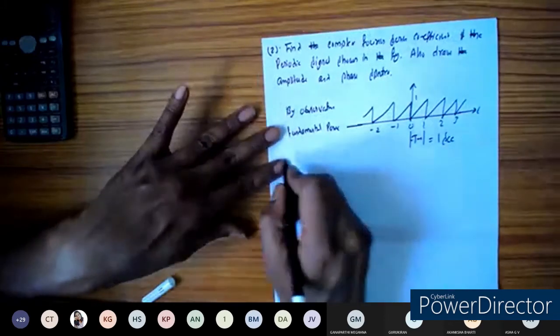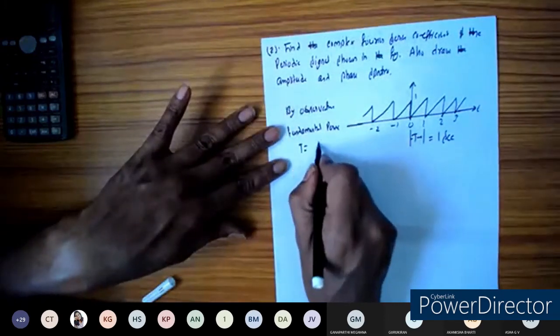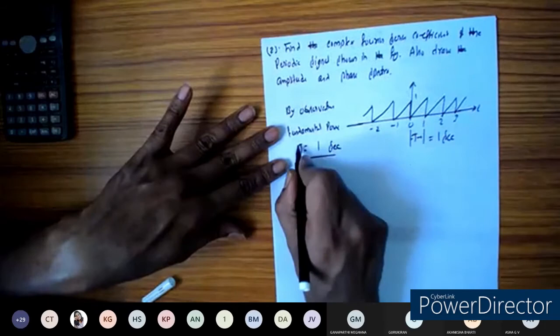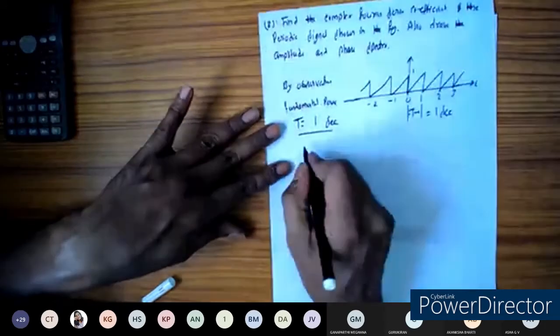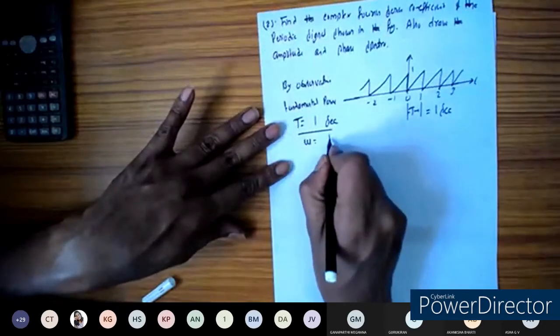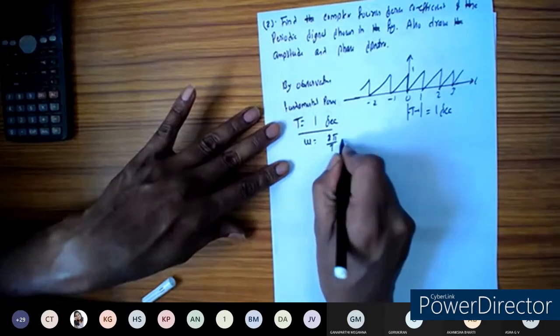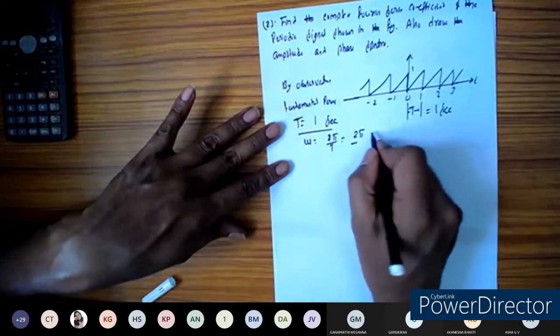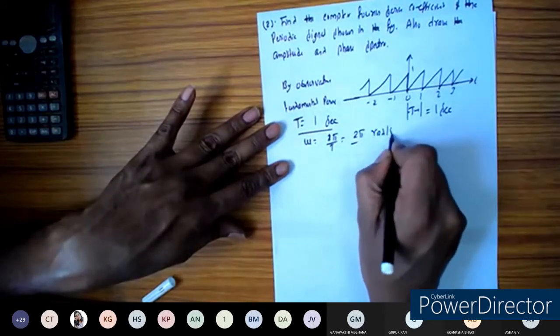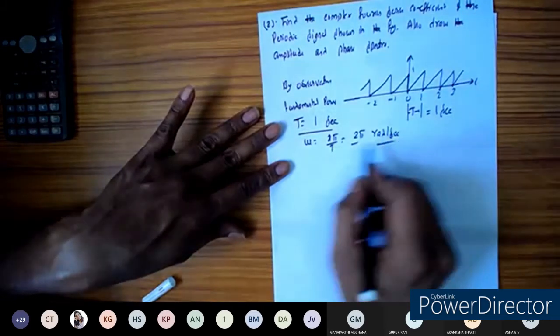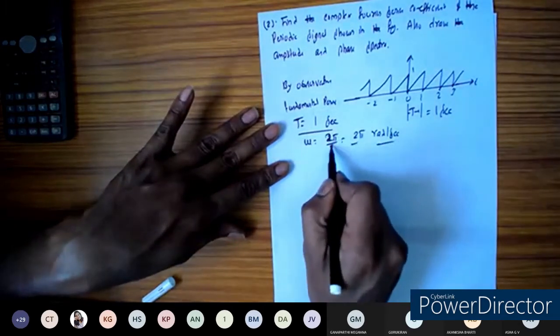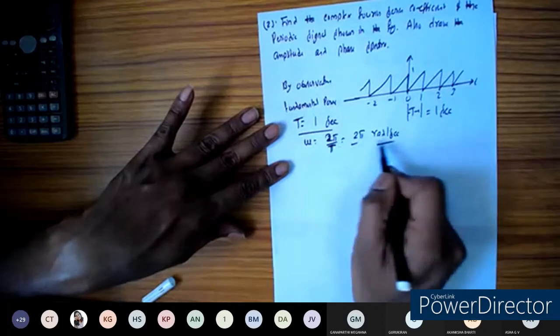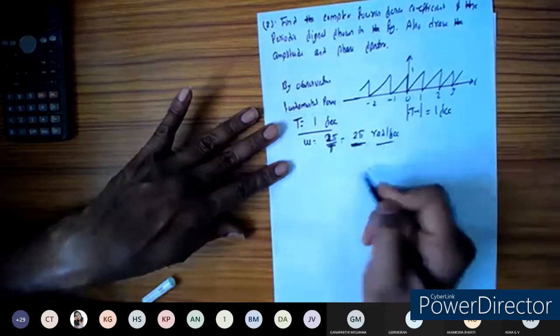So take the fundamental period T equal to 1 second. T is equal to 1 second, so the angular frequency omega is equal to 2 pi by T, which is 2 pi radians per second. The unit is radians per second, because the unit for 2 pi is radians and for T it is per second.